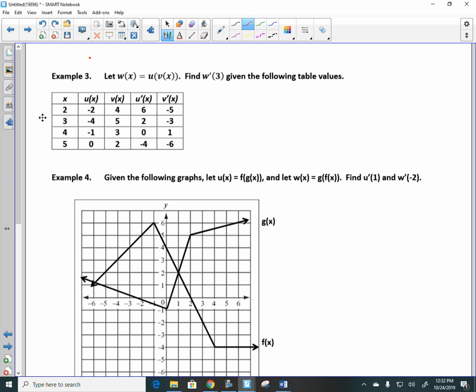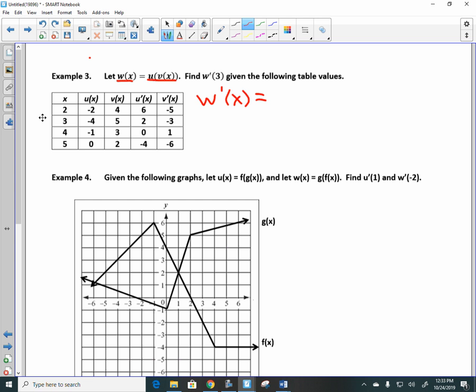It says, let W of x equal U of V of x, find W prime of 3. This is an easy problem that looks difficult. This is one where, as a teacher, I want to get to where 90% of you are getting this right on the AP exam. And I know it looks difficult. Do you notice that W is a composition function? See, it's composition. When that happens, you need to say, well, we use the chain rule.